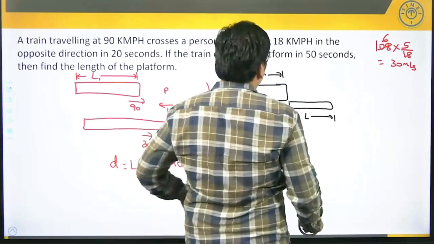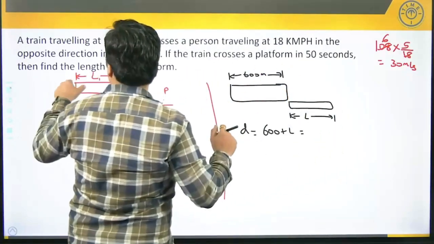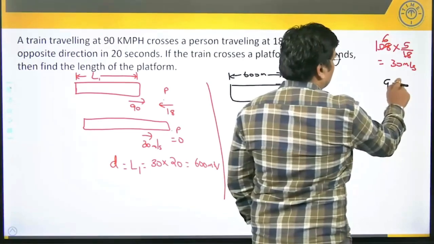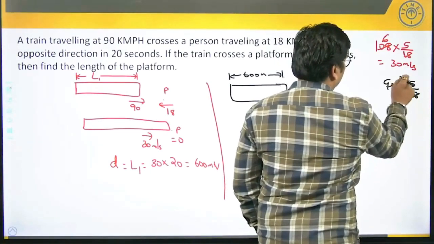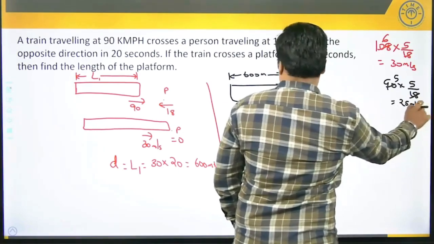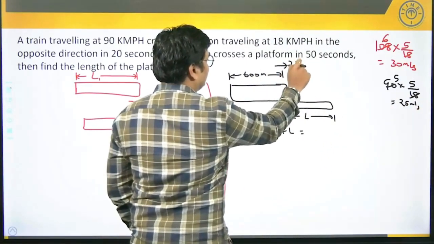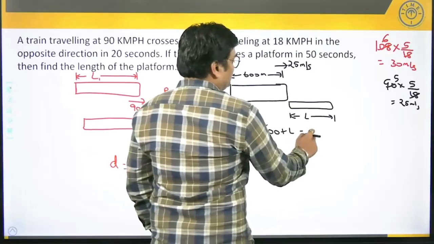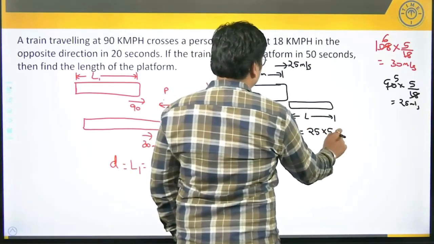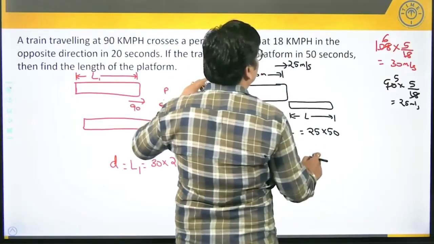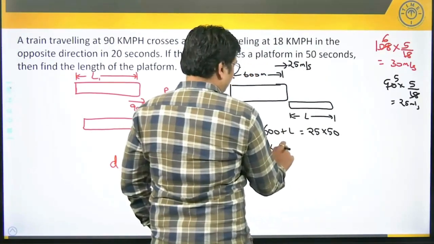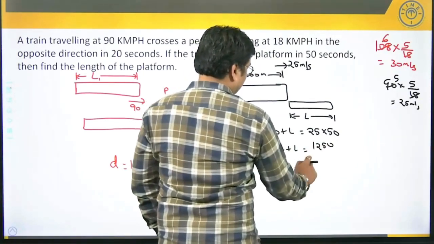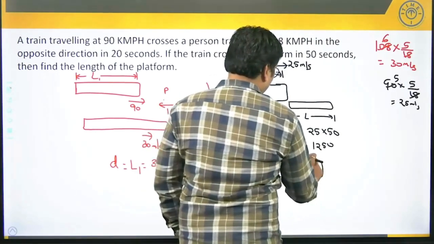Speed of the train, which will not be 30 anymore. Please note, it's going to be 90 km/h. So 90 km/h into 5 by 18, converting into meters per second, will give you 25 meters per second. So the speed of the train is going to be 25, not 30 like the previous case, because here the platform is stationary. So this will be equal to speed into time, which is 50, right? Time is 50. So that means 600 plus L is going to be 1250. So hence the length of the platform can be calculated as 650 meters.